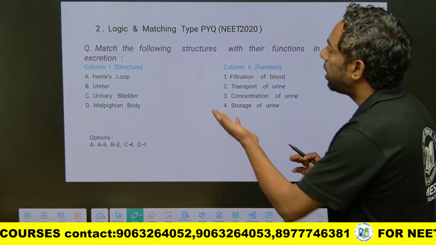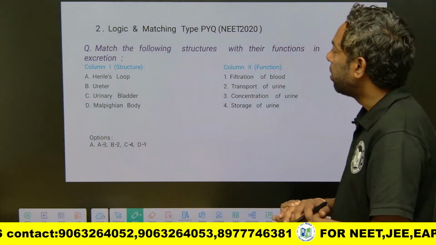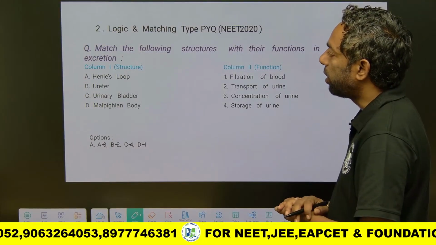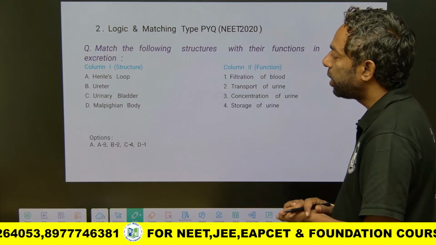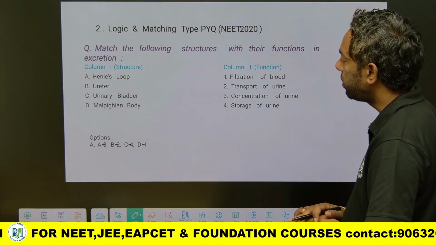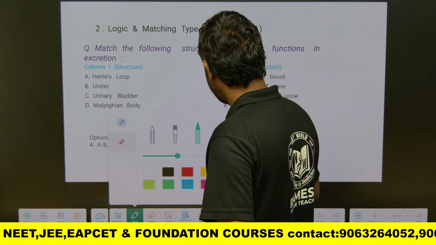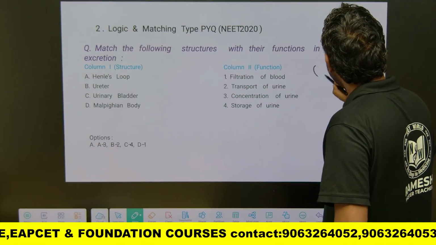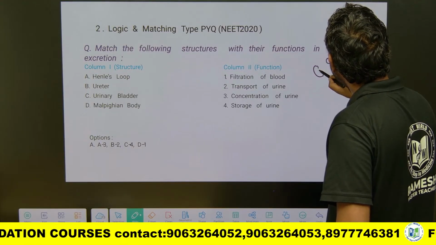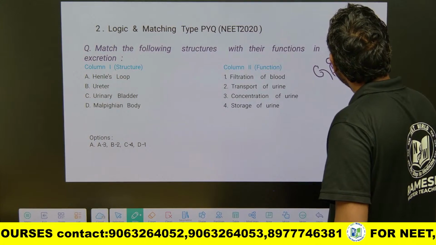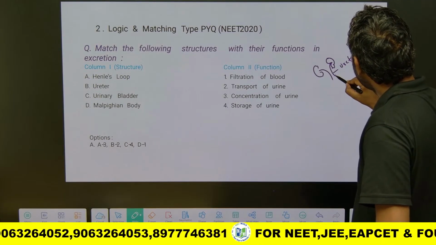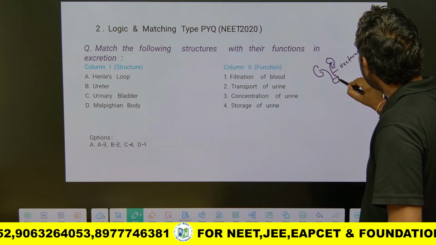Next question, this is a logical matching-type question, a PYQ from NEET 2020. Match the following: Henle's loops, ureters, urinary bladder and Malpighian body. Guys, you can easily find it out. In the human excretory system, 2 kidneys filter, and the ureters carry the urine into the urinary bladder.